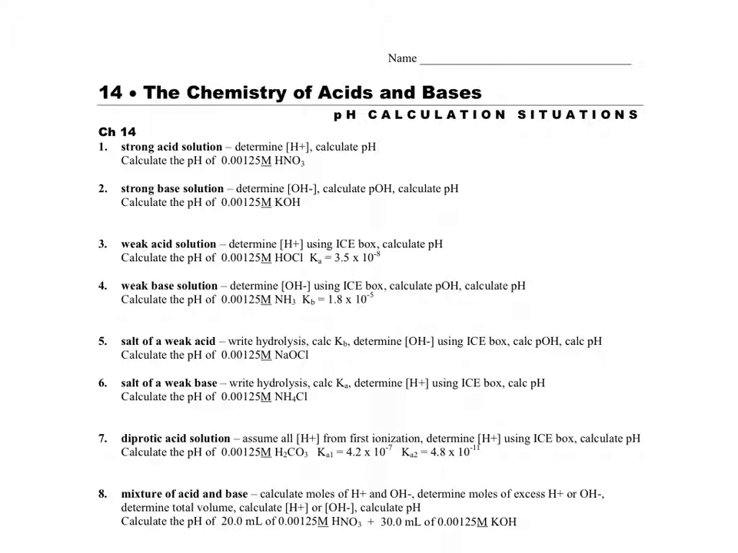All right, the previous video talked about how to find pH, pOH, hydrogen, and hydronium concentration in strong acids and bases, and this one's going to talk about weak acids and bases. So essentially we're looking at problems 3 and 4 from this worksheet. So I'm going to rewrite them and then we're going to solve them.